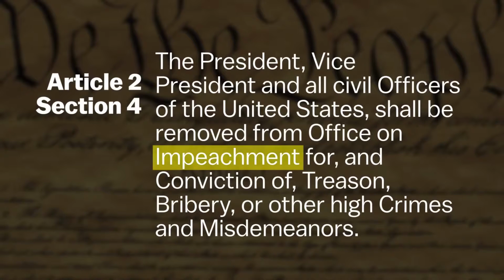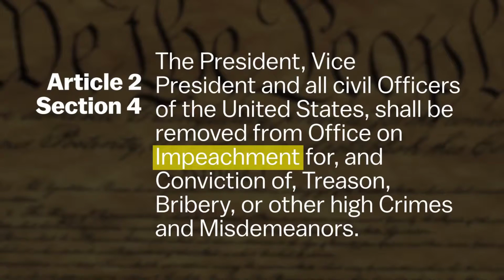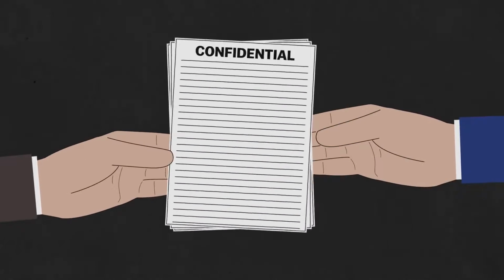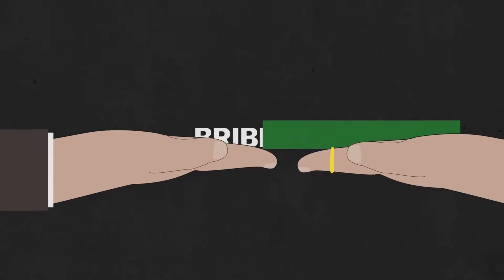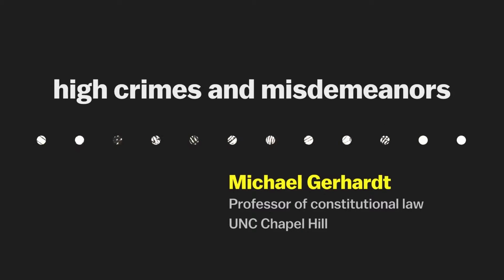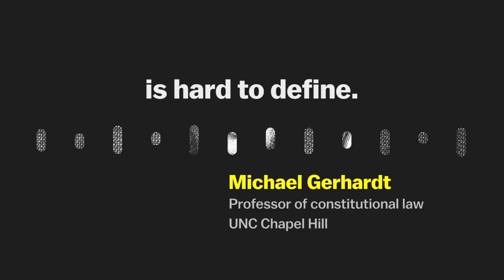The Constitution lays out 3 offenses for which any federal official, including the president, can be impeached. The first 2, treason and bribery, are pretty straightforward. Treason means helping enemies of the United States, and bribery is taking money or gifts in exchange for a political favor. And the last phrase, high crimes and misdemeanors, is hard to define.